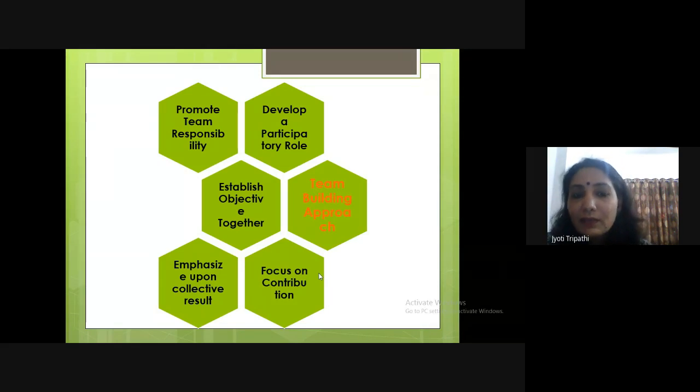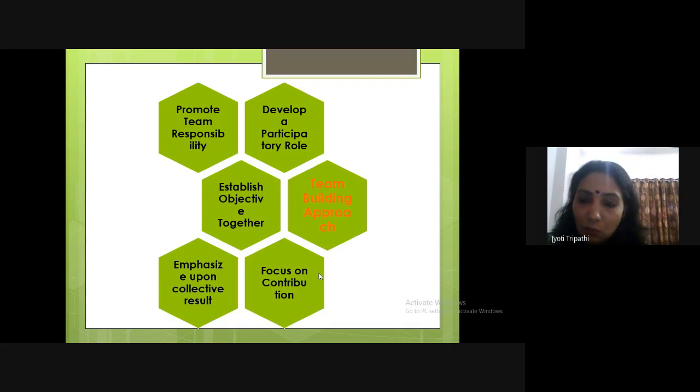Then comes developing a participatory role among the team members. The various team members must be given their roles and responsibilities. There should not be any ambiguity as far as role clarification is concerned. If the role clarification is clear to all the team members, definitely it will promote and encourage team responsibility among them. And finally, focus on the contribution. Through focusing on contribution, the team may very well achieve the desired collective result.